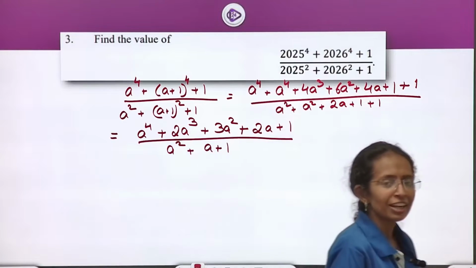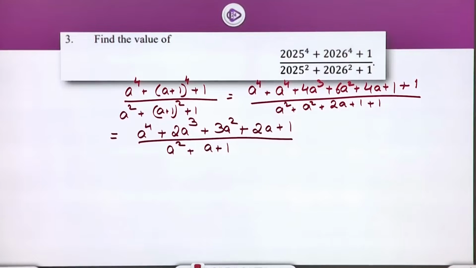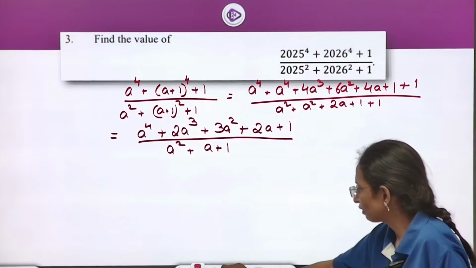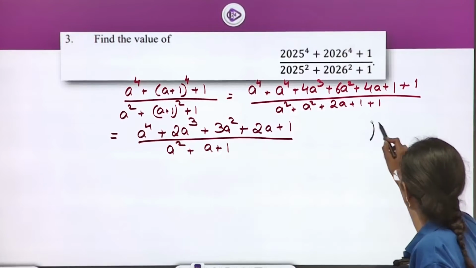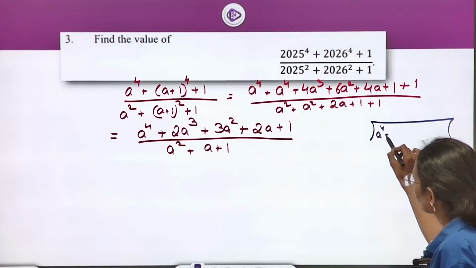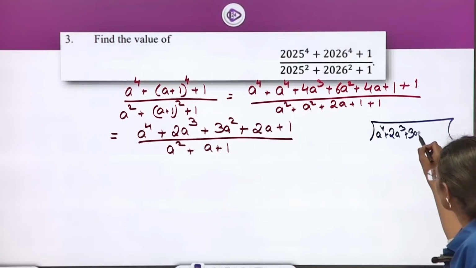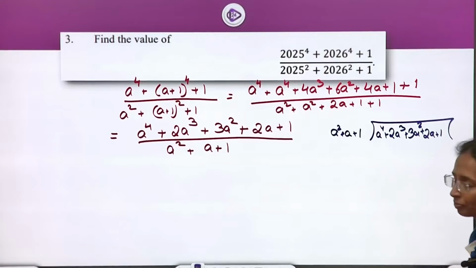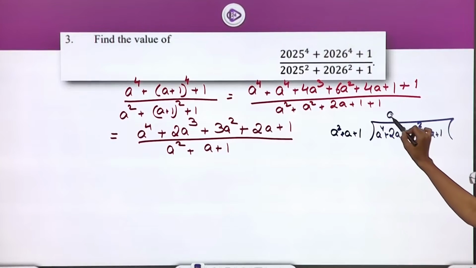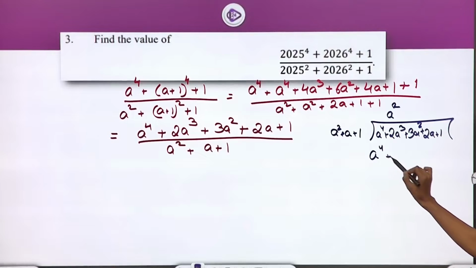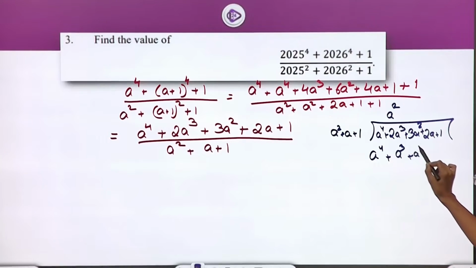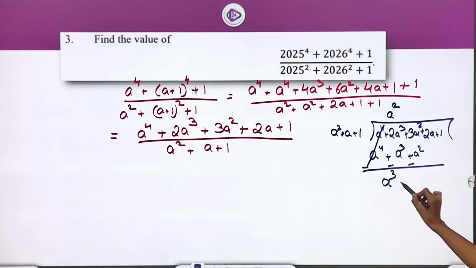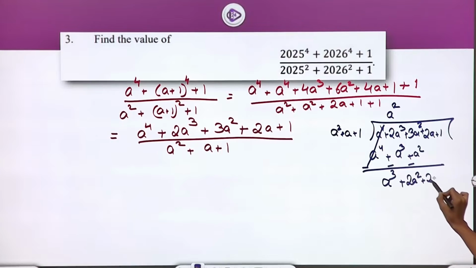So we had simplified the fraction in terms of a. Now, when we divide these two, I'm dividing the numerator a^4 + 2a^3 + 3a^2 + 2a + 1 by a^2 + a + 1. First, with the a^2, we are getting a^4 + a^3 + a^2. By subtracting, I'll be getting a^3 + 2a^2 + 2a + 1.